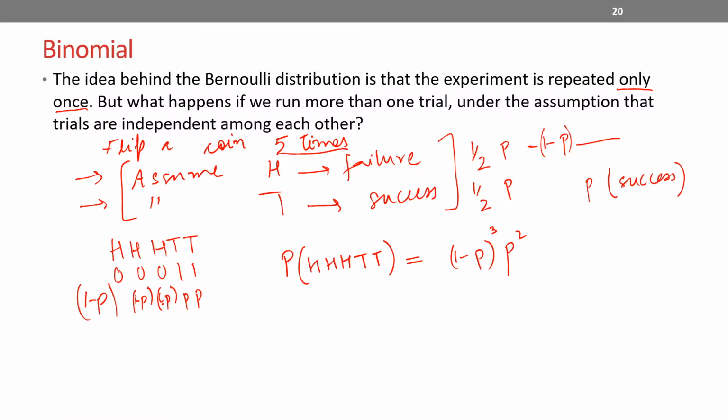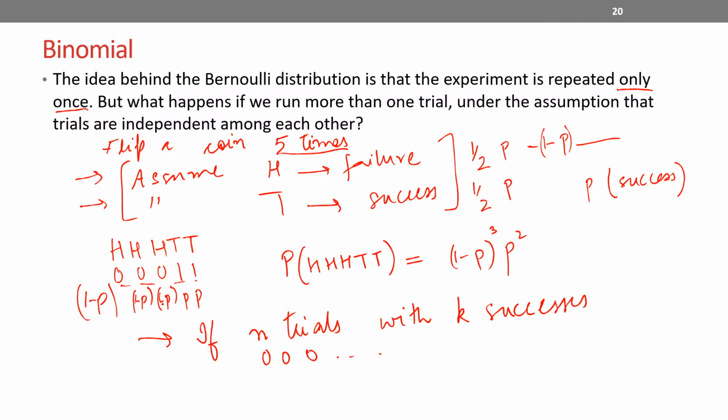Now we can generalize this idea in the sense that what if I had n trials? So let me generalize this. If I have n trials, or I flip the coin n times, or any other trial with k successes, I can still have this kind of sequence laid out for me such that I'll have these zeros, let's say n minus k times, and I'll have all these ones, which is my success. I already said I have k successes, so k times.